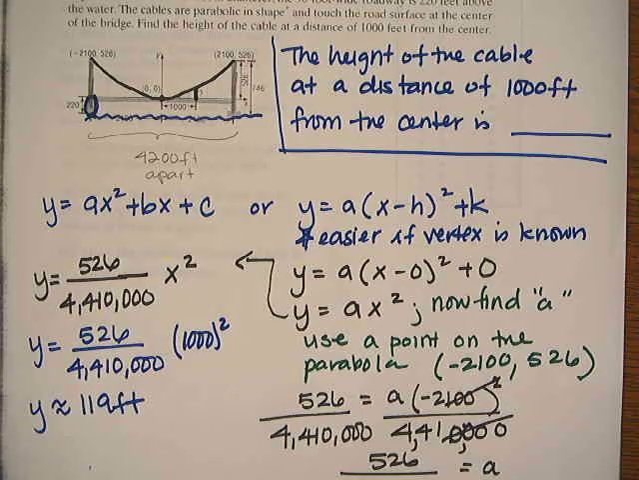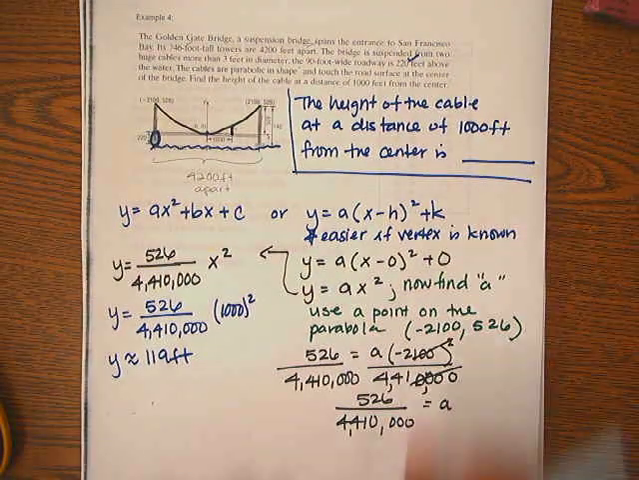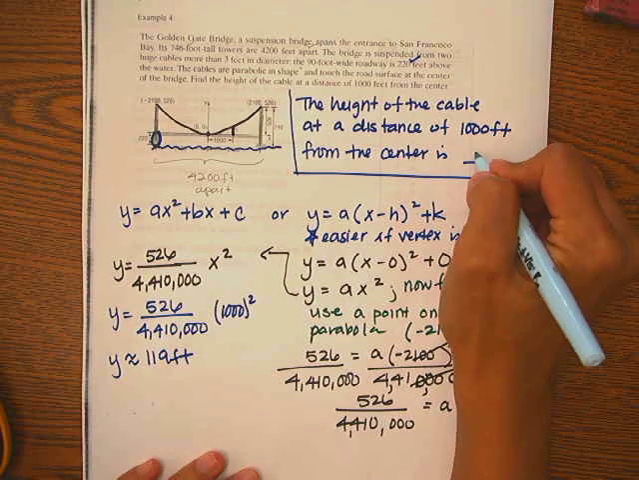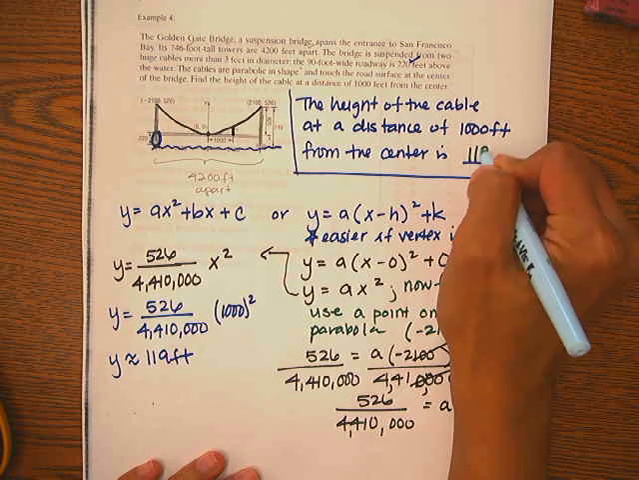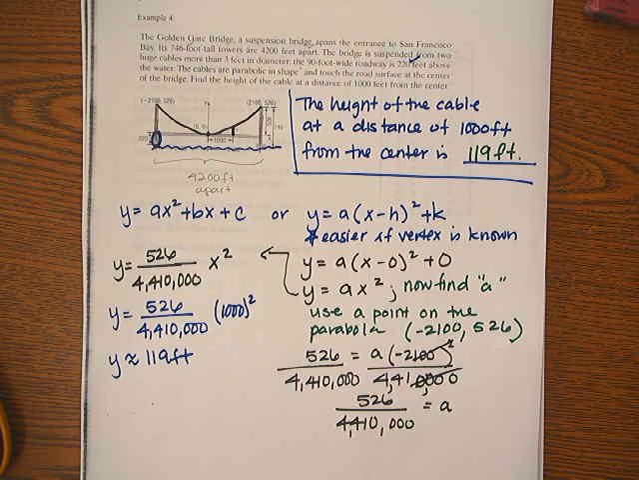Okay, so now that we have all of this, see that right there? We can enter that in. The height of the cable at a distance of 1,000 feet from the center is 119 feet. And that, my dear, is the end of example 4. Pretty simple, pretty straightforward, right?